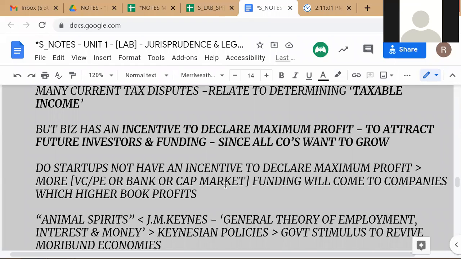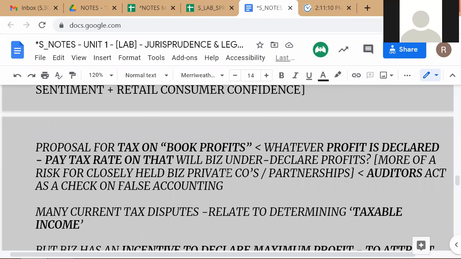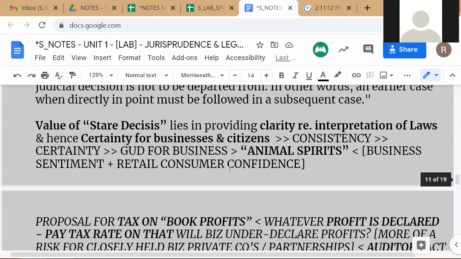So if I've understood stare decisis right, it says that we take a decision based on the past decisions taken on similar issues, right? Yeah. So, sir, how have we connected it with animal spirit and consistency in taxes? That I'm not able to understand.